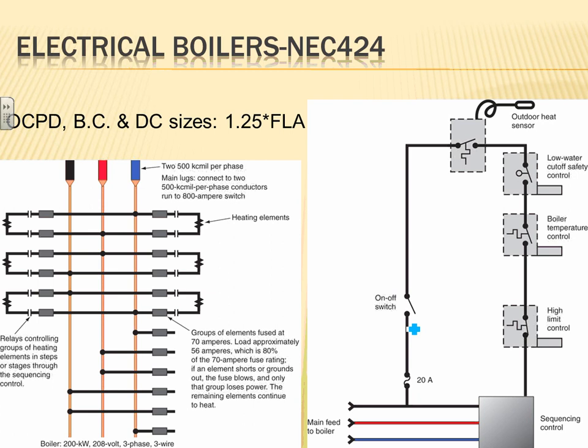Okay, so electrical, then I went into electric boilers. Now this is the chiller basically for you, all the things that you need to know about chillers. I thought since we talk about heating and ventilation, let's talk about electrical chillers. Here's Article 440, which talks about electrical chillers. When we size electrical chillers, we size the overcurrent protection device, the branch circuit, and the disconnect based on a magic number that's called 125 percent of the full load amps.